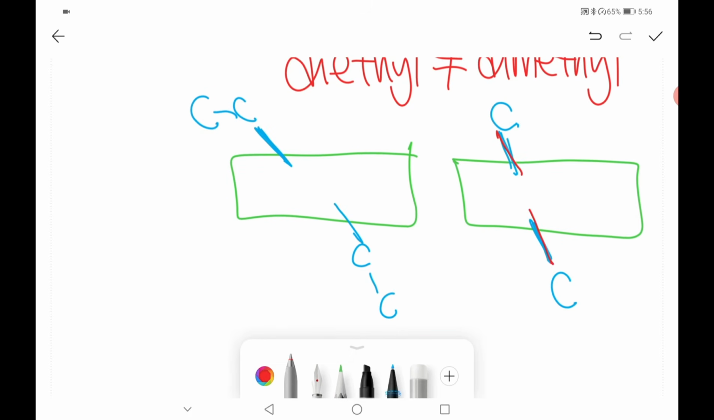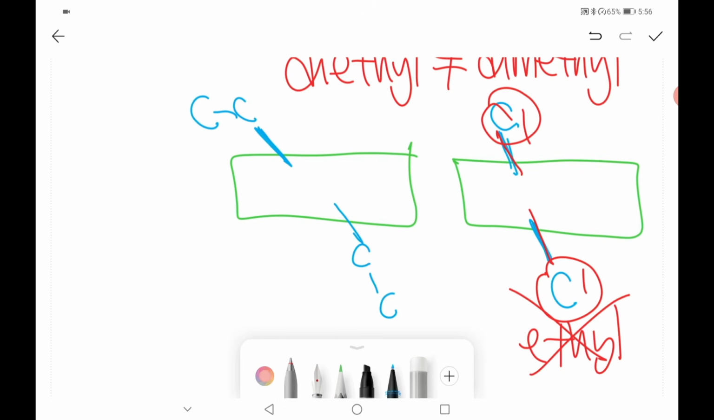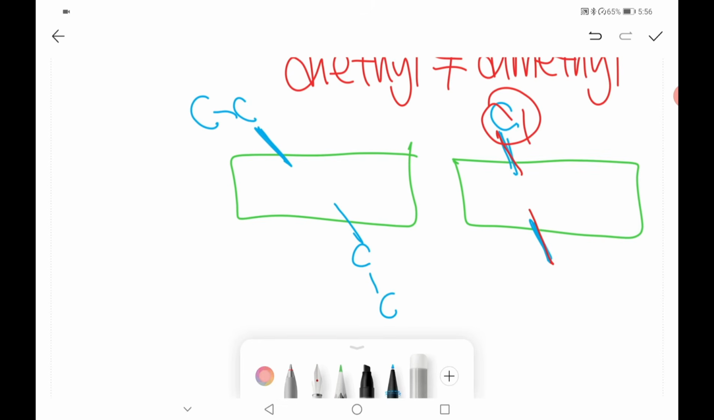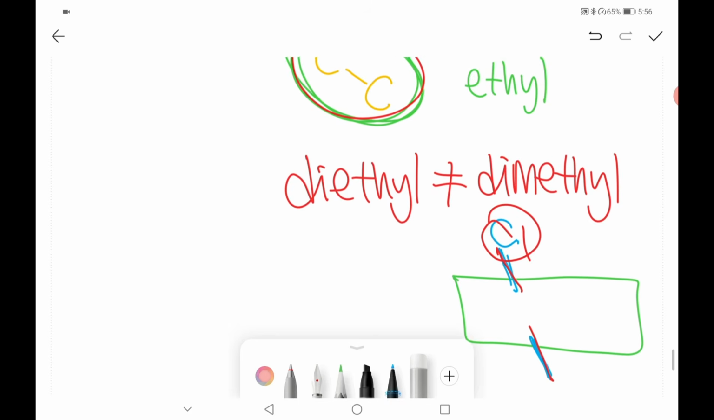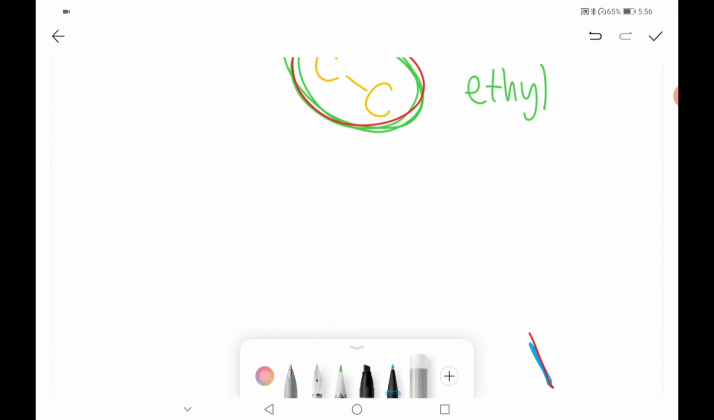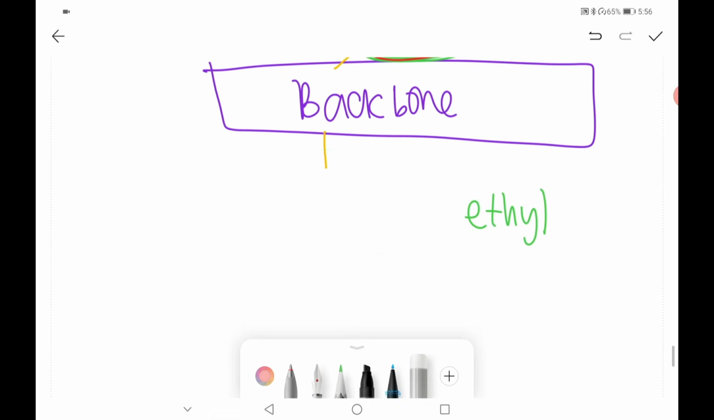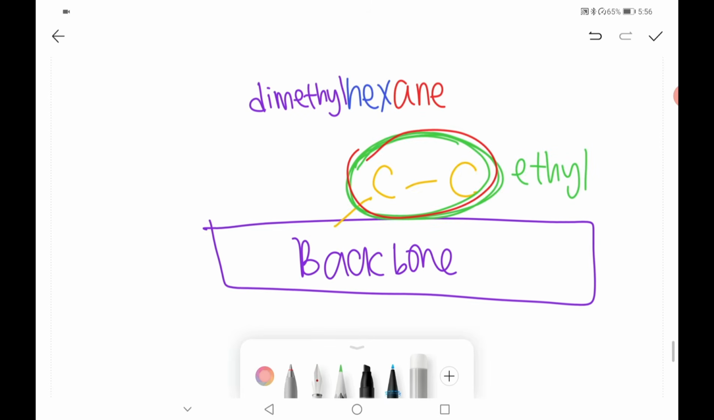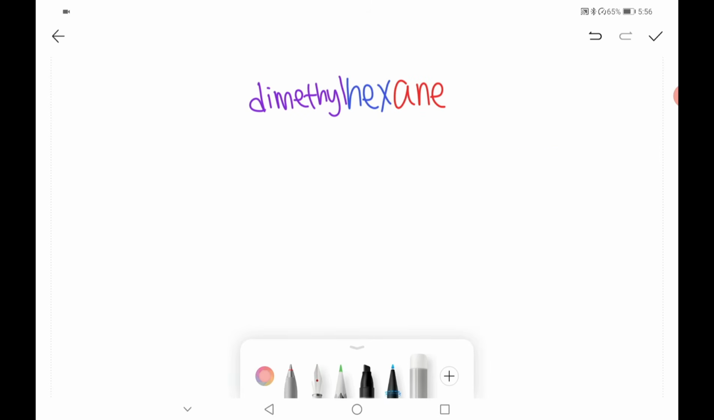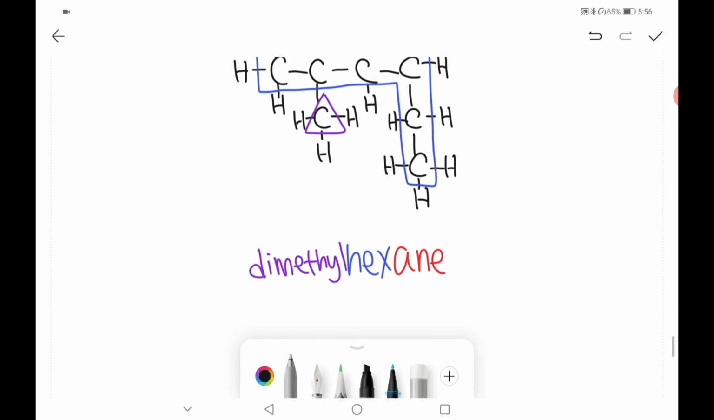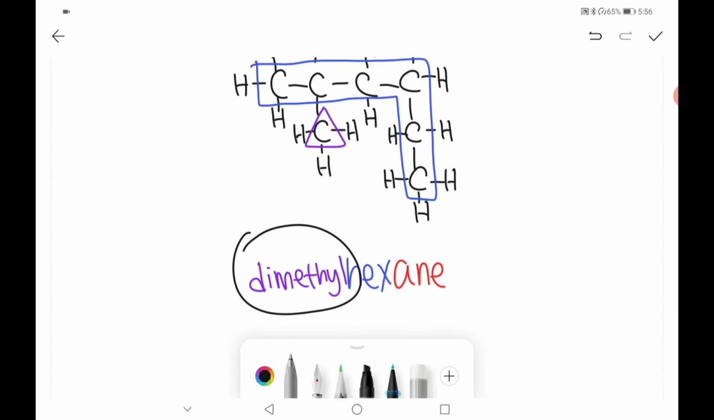So when the branches are separated, you cannot total up. You cannot take this carbon plus this carbon, 1 plus 1, 2 carbon, and use the word ethyl, which is wrong. Please be careful. You must know when you should use the word diethyl and when you should use the word dimethyl. Please be very, very careful. Many students make mistakes on this question. So this is dimethyl.